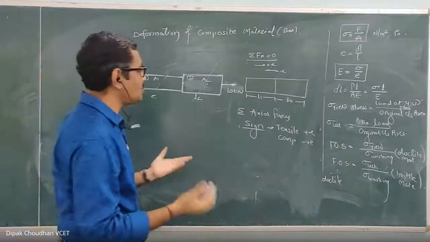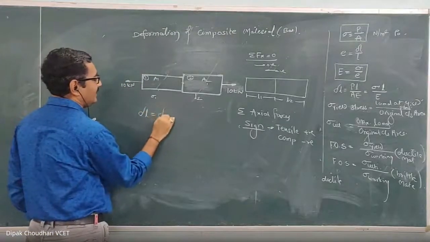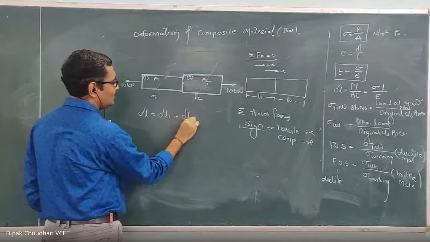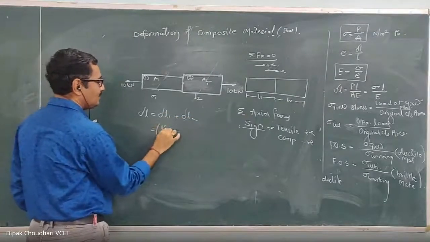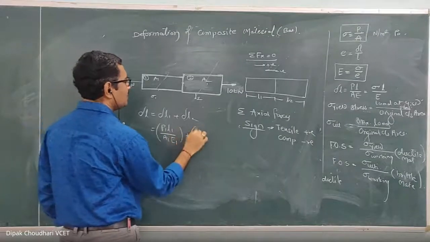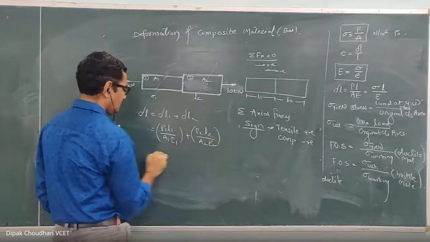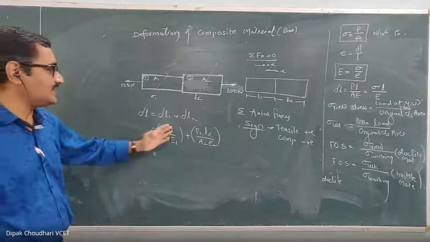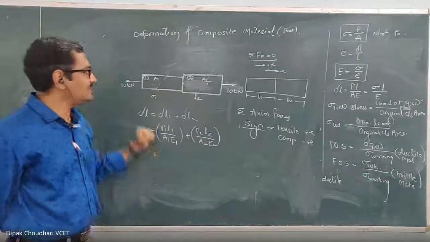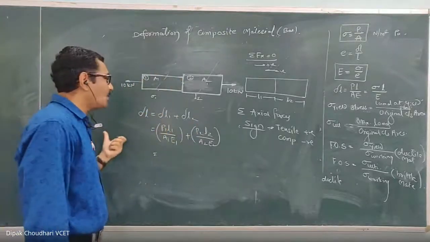Principle of superposition to calculate the deformation. Now you can do it directly also. Delta L equals delta L1 plus delta L2, which is equal to P1 L1 upon A1 E1 plus P2 L2 upon A2 E2. Generalized, I have written. Sometimes while solving the sum, you may observe that the same axial force is acting on both the parts, so you can take P common.